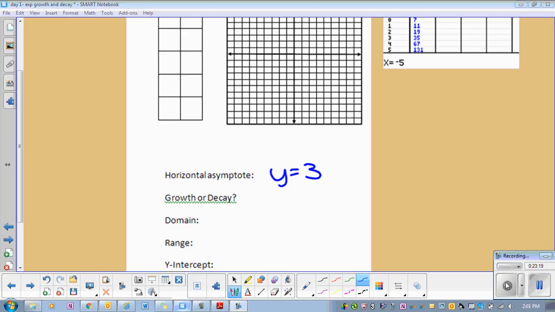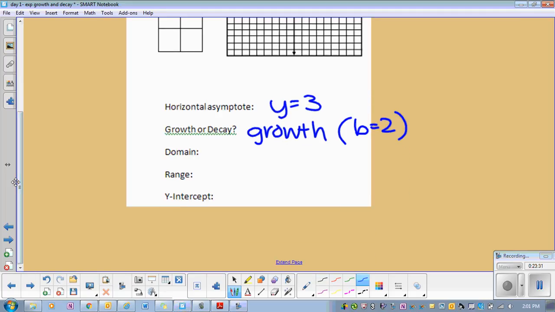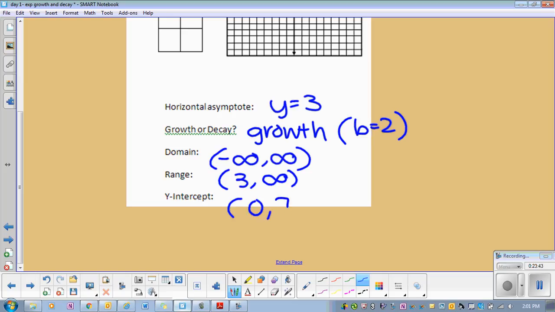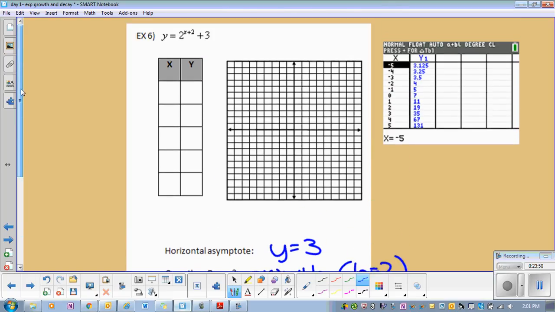All right, so this is, I believe, a growth because b equals 2. Now the domain and then your range should be 0, 7. Yes? How did I get 3? Because, what is your k? Oh. All right?